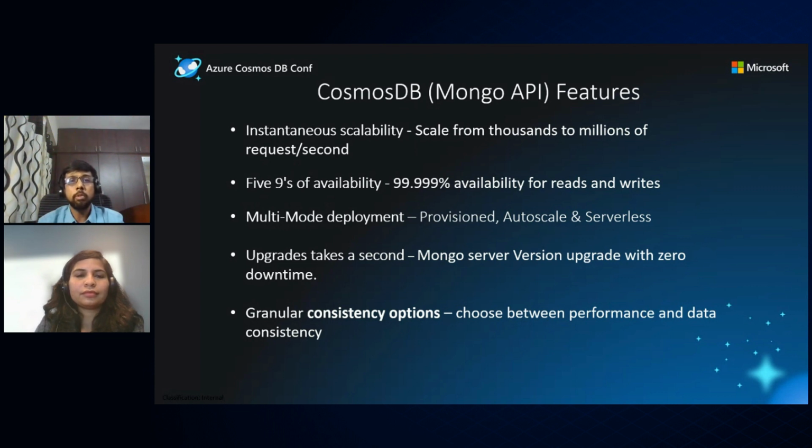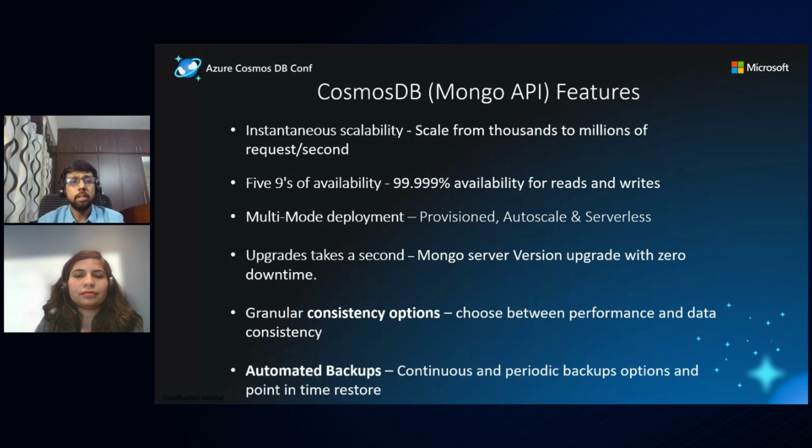If your application demands strong consistency across all the regions, you could do so. But based on the workload, if you feel your reads and writes can be eventually consistent, you could do so. And there are well defined consistency options in between strong and eventual consistency, and you could choose any of these options from the portal, right? So that is one of the options.